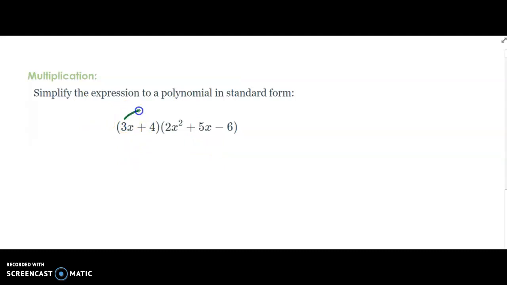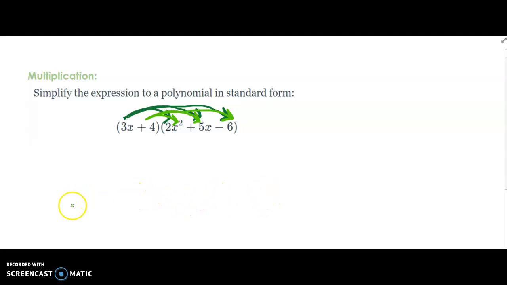We have to think about a ton of distribution. This 3x has to be multiplied by every single term in my second polynomial. This plus 4 also has to be multiplied by every single term in this second polynomial. That's a lot of arrows. That is a lot of multiplication, a lot of distributing. Folks, the best way to help organize this work is by using an area model. And I promise you, this area model is going to keep coming up all unit for multiplication and some division, which we'll get to in a second.